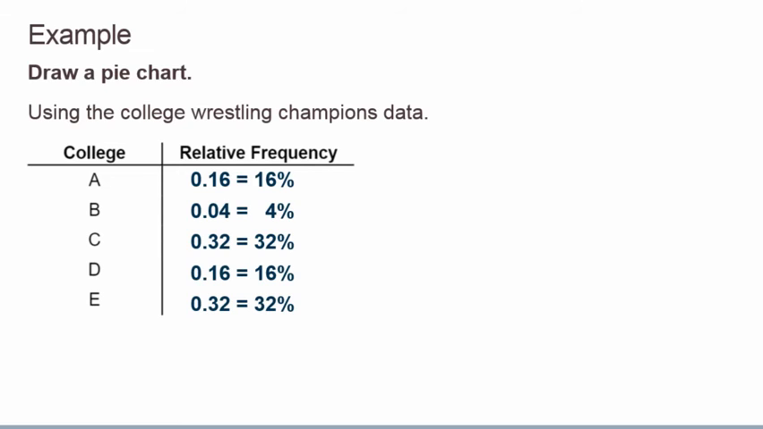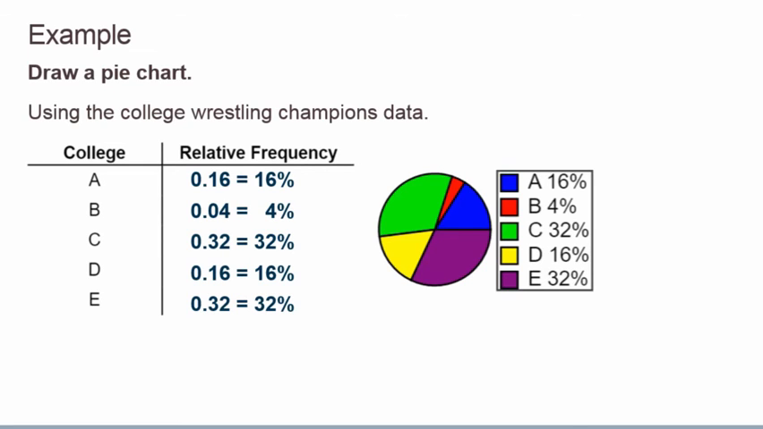Now we want to draw our pie chart. It doesn't matter how you set up your different slices of pie. It's completely up to you. This pie chart has the pieces color-coded. We start at the top right.